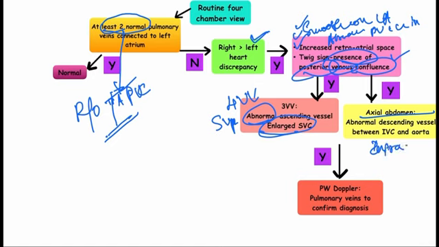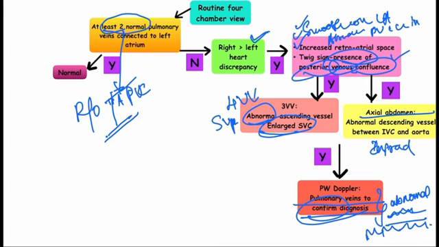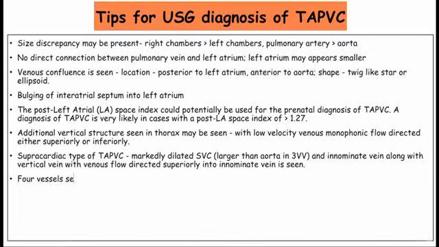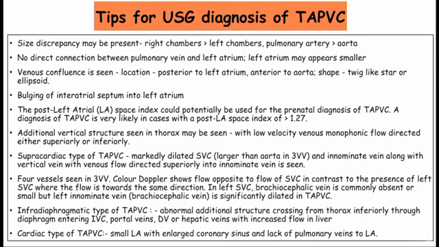We can see an abnormal descending vessel in the case of infradiaphragmatic type. When you put the pulse wave Doppler, you can see abnormal venous flow. There is no M pattern of vein seen as in the pulmonary veins, and this will help you in confirming the diagnosis. And this is what we have summarized in this slide. I hope I have taken you through the case of supracardiac type of TAPVC.